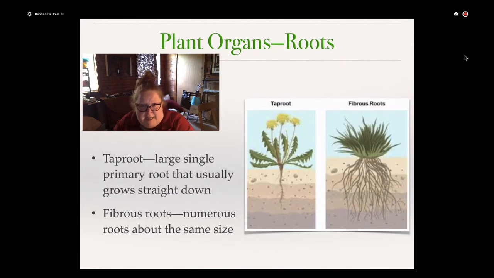All right. There are different types of root systems. The main two types are what are called tap roots and fibrous roots.